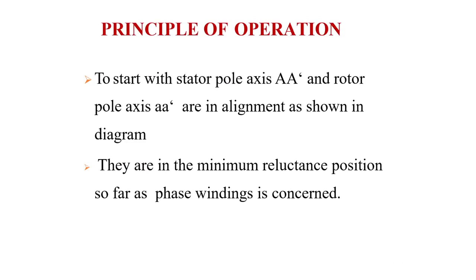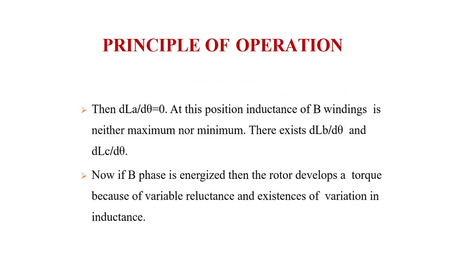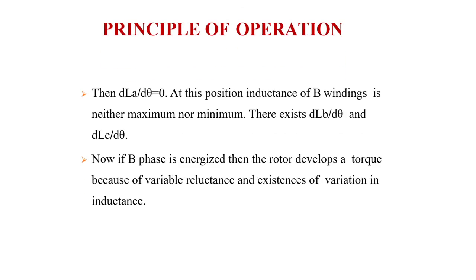Operating principle. To start with, stator pole axis AA' and rotor pole axis aa' are in alignment. They are in the minimum reluctance position so far as phase A winding is concerned. So whenever dLA/dθ is 0, at this position the inductance of B winding is neither maximum nor minimum. There will exist a dLB/dθ and dLC/dθ also. Now if phase B is energized, then the rotor will develop a torque because of variable reluctance and existence of variation in inductance.